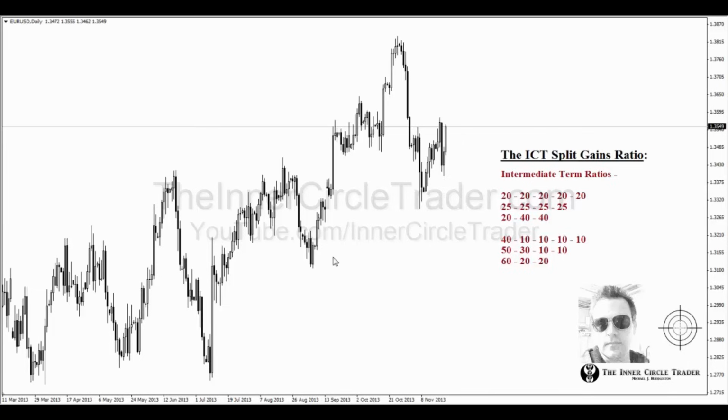If you want to scale out in 4 stages, you could do 50% of the position, then 30. So you got 80% of the trade off, and then you can hold on for the final 20%, scale those off at 10 and 10. Then you have a 3 scale stage. If you want to take 60% off, that would leave 40%. You can scale off in 2 more stages at 20%.